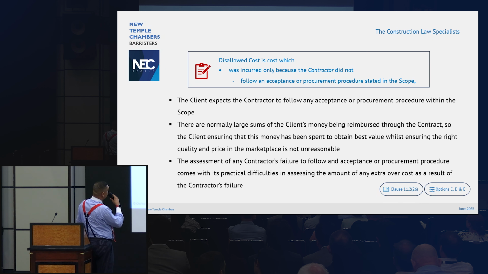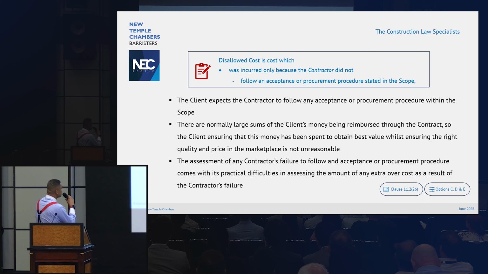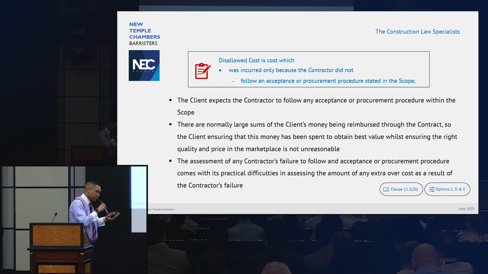Cost incurred only because the contractor didn't follow an acceptance or procurement procedure in the scope. Well, this is very important because most NEC projects involve significant sums of money, and obtaining best value is in the interest of the contractor as well as the client. If it's deemed that you haven't followed an accepted procedure, I think the difficulty comes in: how is that to be assessed? What is that extra over cost that's been incurred which would not have been incurred?